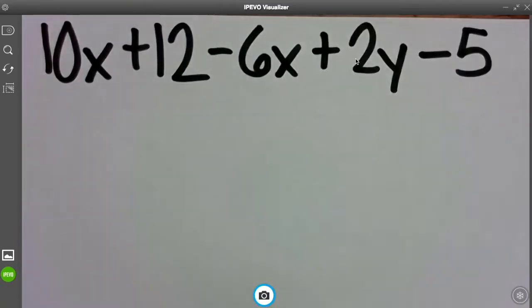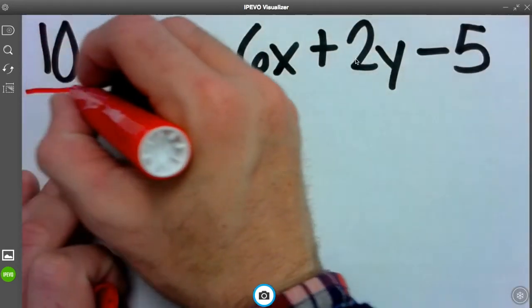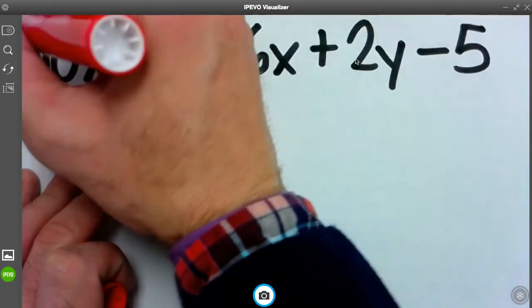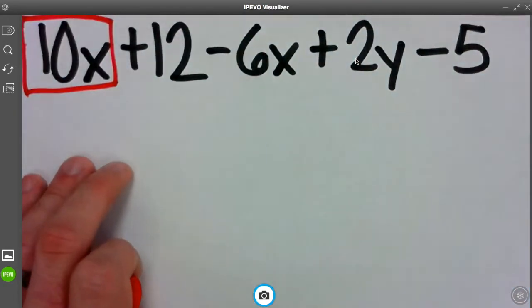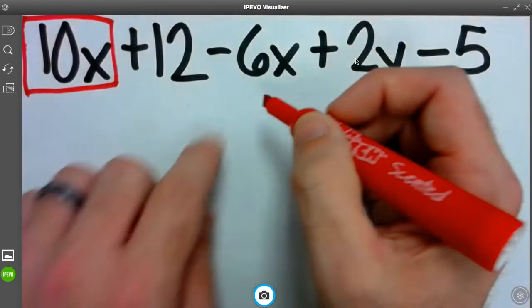Problem number 2. So now let's look at another problem, another situation. I have 10x plus 12 minus 6x plus 2y minus 5. So once again, the first thing I'm going to try to accomplish is group my things together. Let's circle the like terms that go together. So I have 10x. So now I go through my expression and ask, do I have any other x's? And I do, right here.